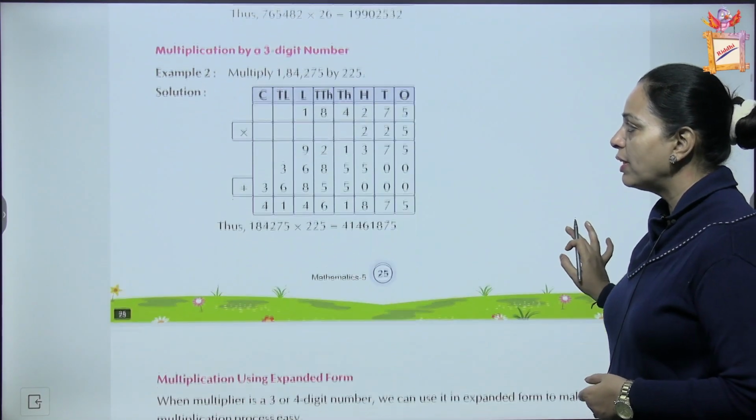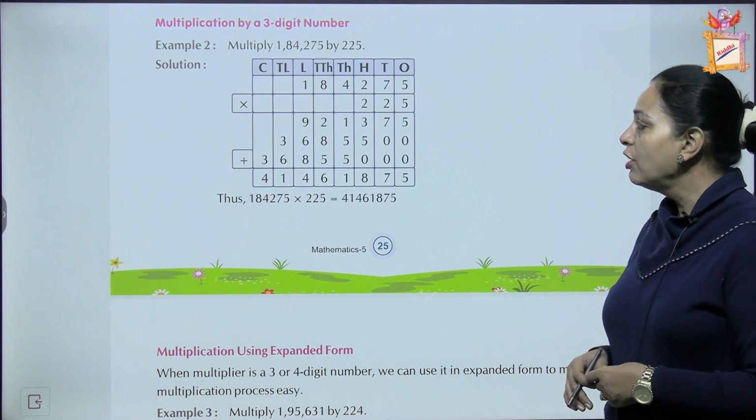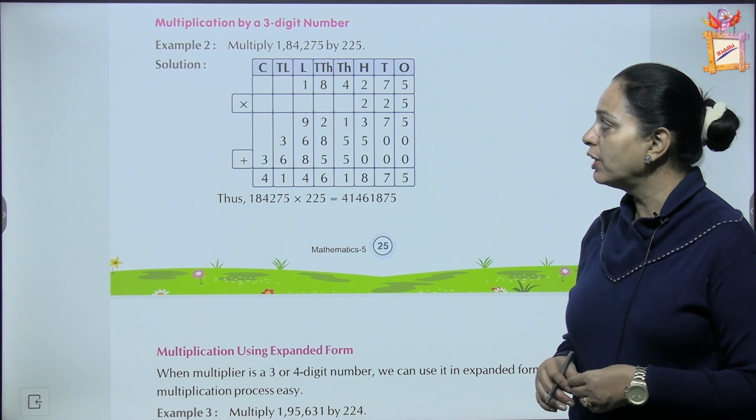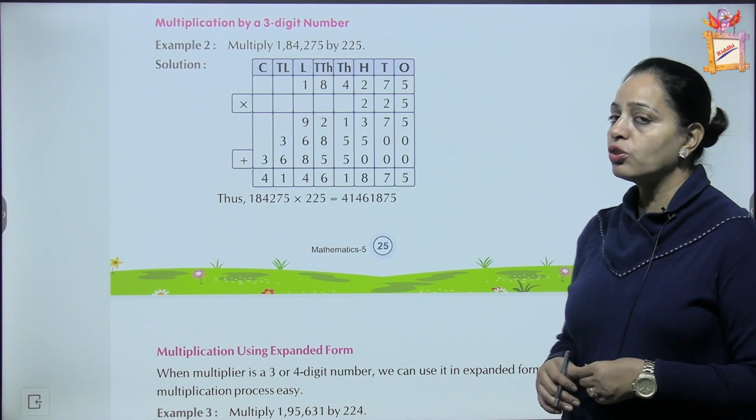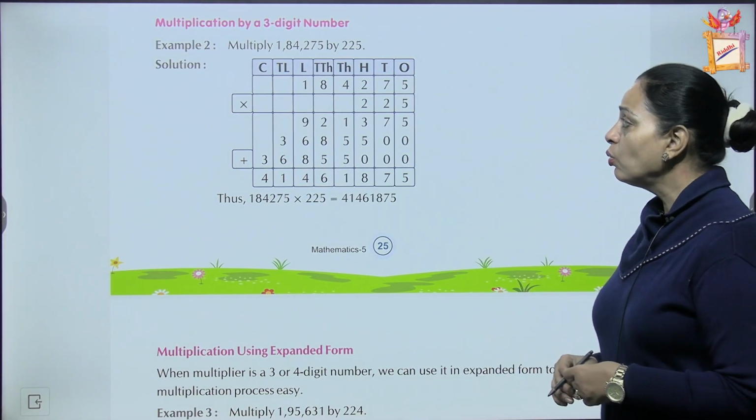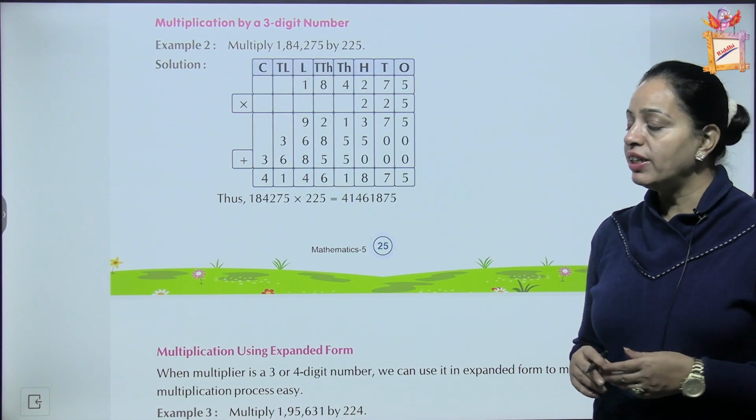Now the same way multiplication by a 3-digit number. So what to do? See example 2, multiply 1,84,275 by 225. It means by 3-digit number.